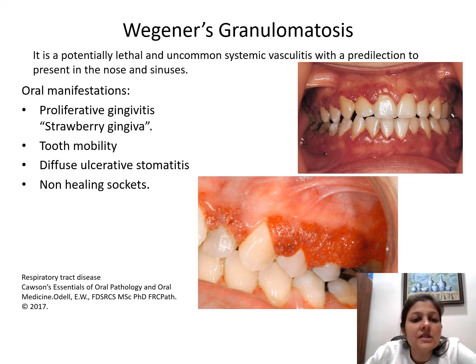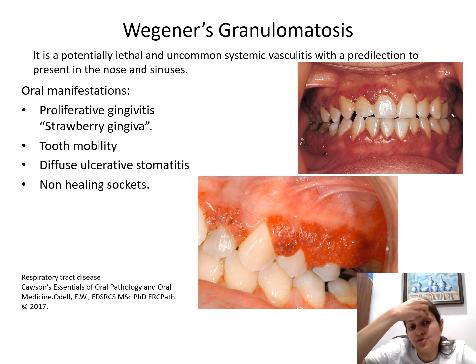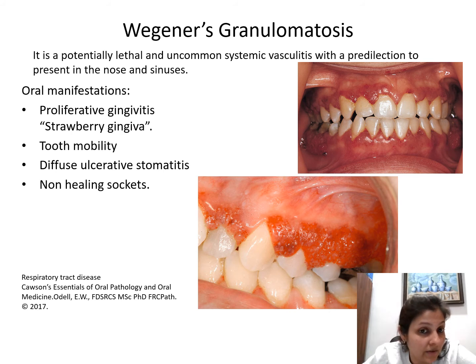Along with Crohn's disease, it's important to also understand Wegener's granulomatosis. Again, it is a very rare but potentially lethal and uncommon systemic vasculitis with a predilection to present in the nose and the sinuses. And there is oral manifestation as well. The oral manifestation shows proliferative gingivitis, specifically nicknamed the strawberry gingiva, which you can see from the appearance of the gingiva in the pictures here. There is tooth mobility, diffuse ulcerative stomatitis, and also non-healing sockets.